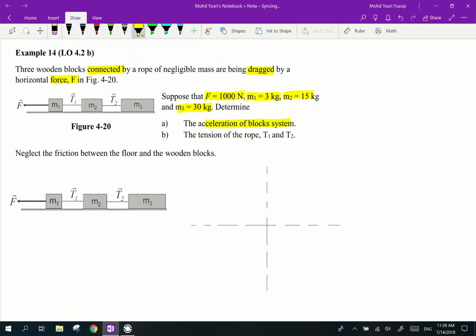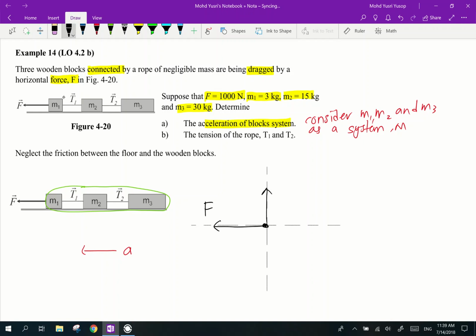Now, to determine the acceleration of the block system, we know that mass 1, M2, and M3 are connected together. So all the masses are moving with the same acceleration to the left. So we can consider M1, M2, and M3 as a system M. If you consider this as a system, the only force acting on the system is F, the external force.